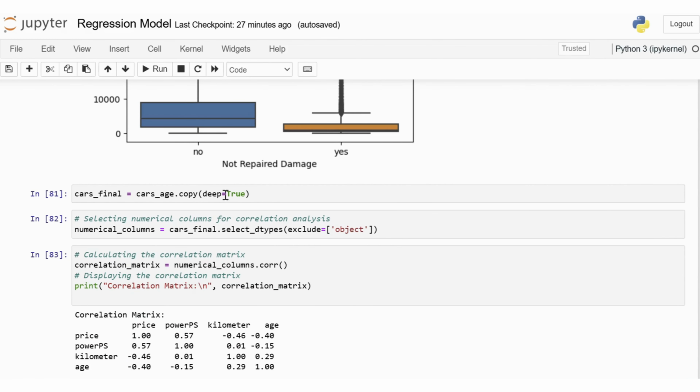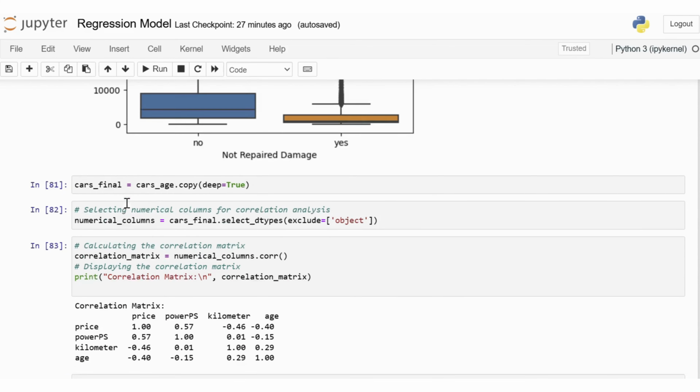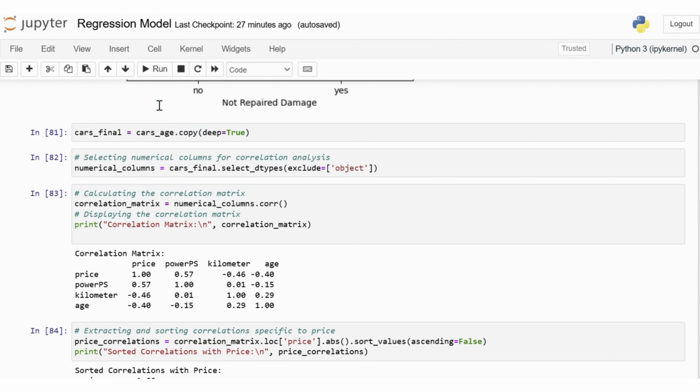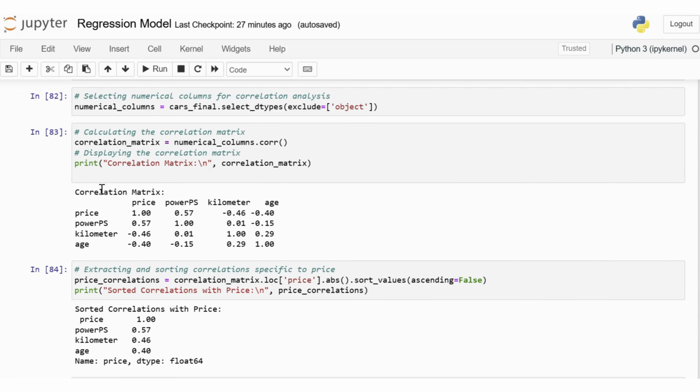Let us now analyze correlation between numerical variables. To understand the relationships between our numerical variables, we will calculate their correlation. We use the select_dtypes method to select only the numerical columns for this analysis. For doing so, we will select the numerical columns for correlation analysis. Then we will be calculating the correlation matrix. Next, we will display the correlation matrix.